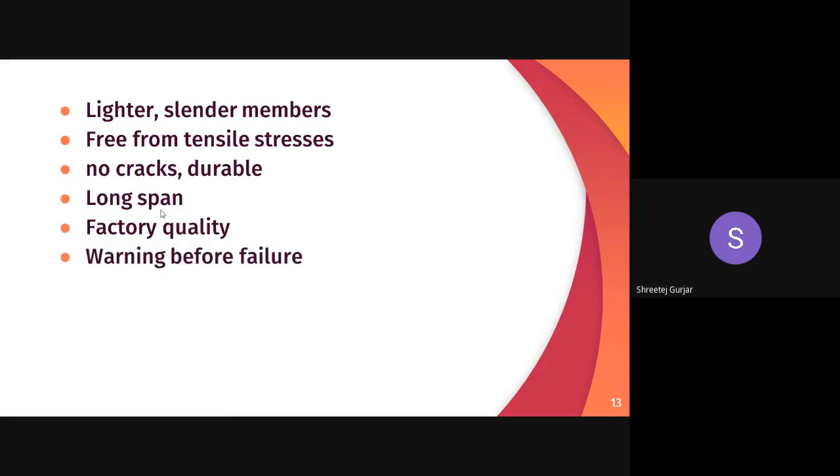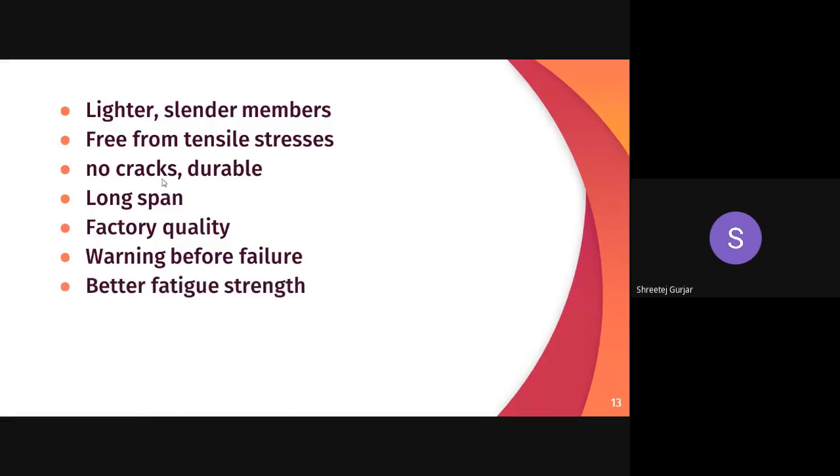So PSC also gives warning before failure, right? It has steel inside which is ductile, and when it is under very high load, which it is not designed for, it will start to sag. When it starts to sag, it will show deflection. When it shows deflection, it shows cracks. And when you see cracks, you get a warning. You see that your beams are sagging, you will get a warning, and you will vacate the structure. So warning before failure is provided by PSC, and there is no brittle failure and no sudden failure of a structure.